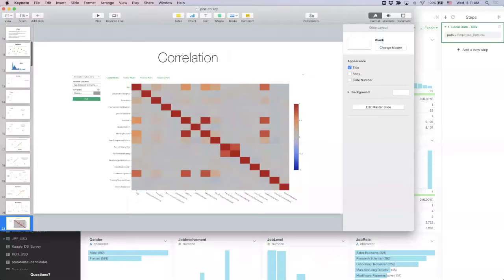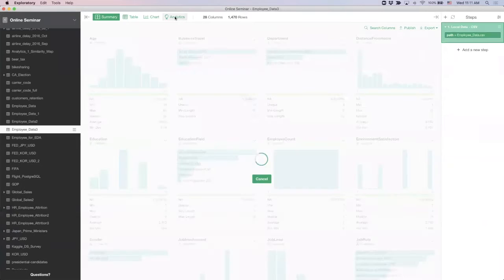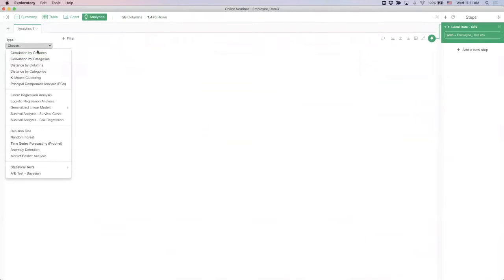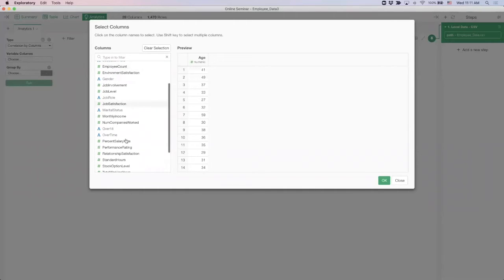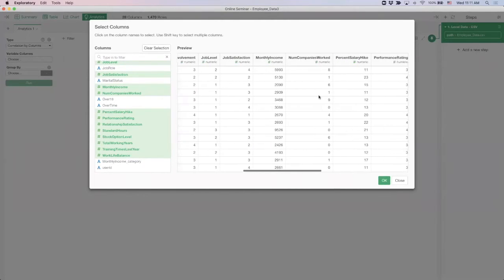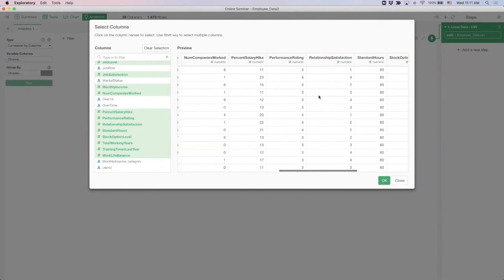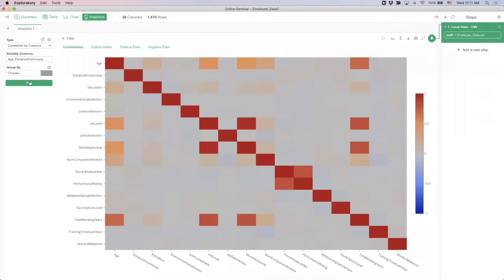Let me quickly go in here. Go to the analytics and then let's see the correlation by columns. Then I'm going to select all of the variables. By the way, in this data each row represents an employee, and there's age, monthly income, distance from home, job role, and so on. I'm going to give it all the numeric variables because correlation can find the correlation among numerical variables. And then you get this type of heat map.